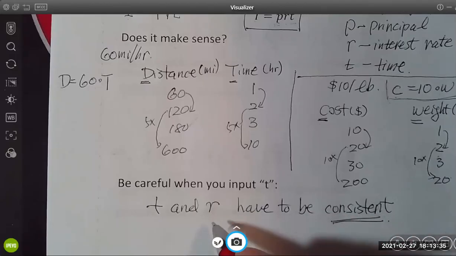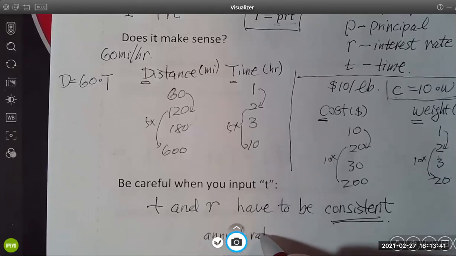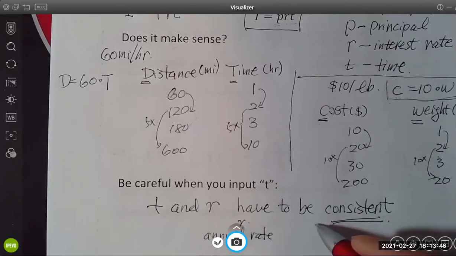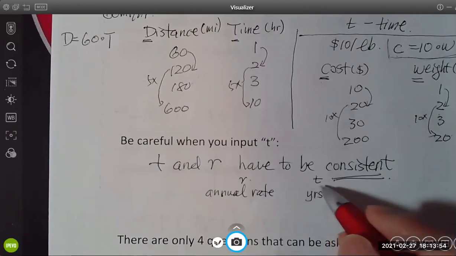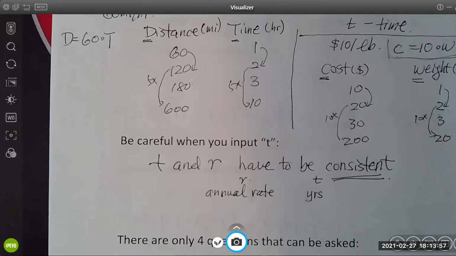In other words, if you have an annual rate, say this is R, and this is your T, your time has to be in terms of years. Even though you're given months or days, you have to convert to years before you can use that formula. That's called being consistent. If your rate is a daily rate, your time has to be in terms of days. They have to be in the same unit of time to be consistent. Otherwise, you could make some really ridiculous mistakes.